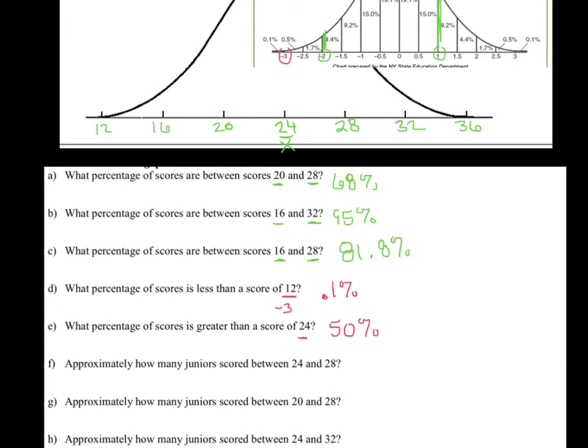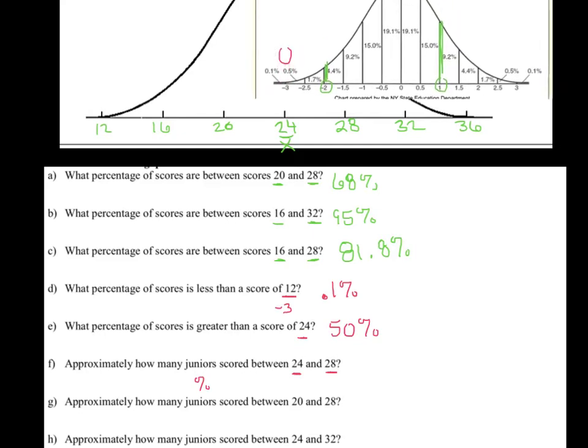How many of the juniors were between 24 and 28? Let's see, where's the 24? 24 is the mean, 28's 1 above. So first of all, find the percentage. From 24, which is the mean, I'm going to try to slide that picture down a whisker here. Okay. 24 was the mean, so that's your 0, and 28 was 1 above. How much percent do we have?